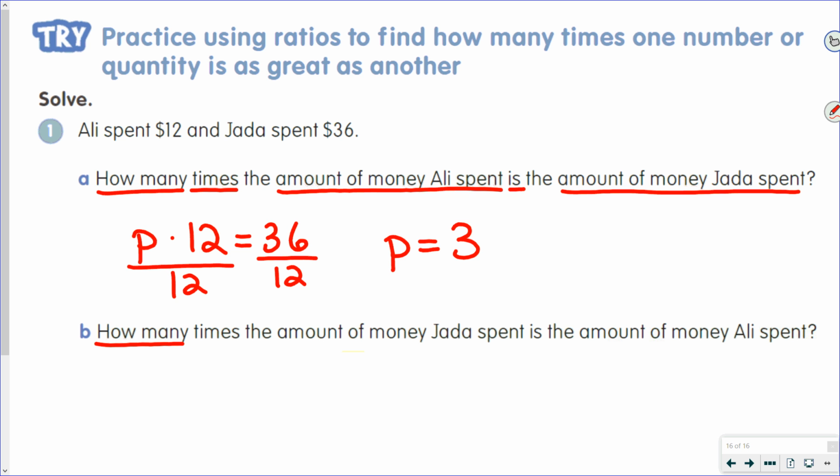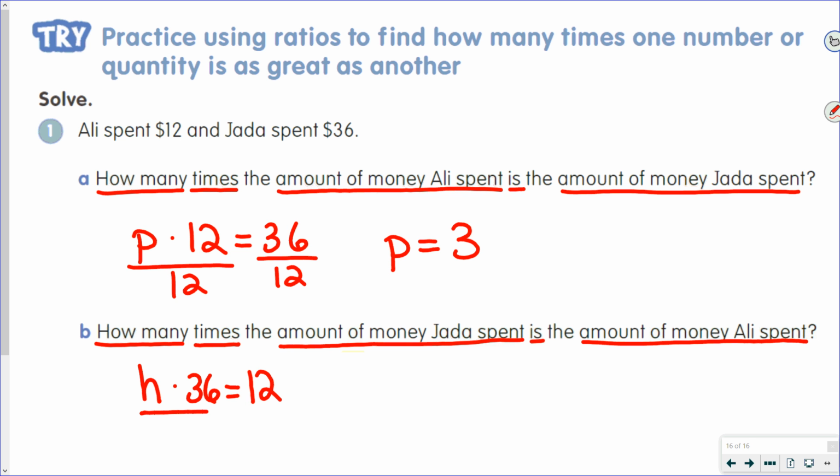How many? We don't know. Times, we multiply. Amount of money Jada spent, 36, equals the amount of money Allie spent, which is 12. Divide both sides by 36. 12 over 36 is a fraction, we simplify our fraction down to 1/3.